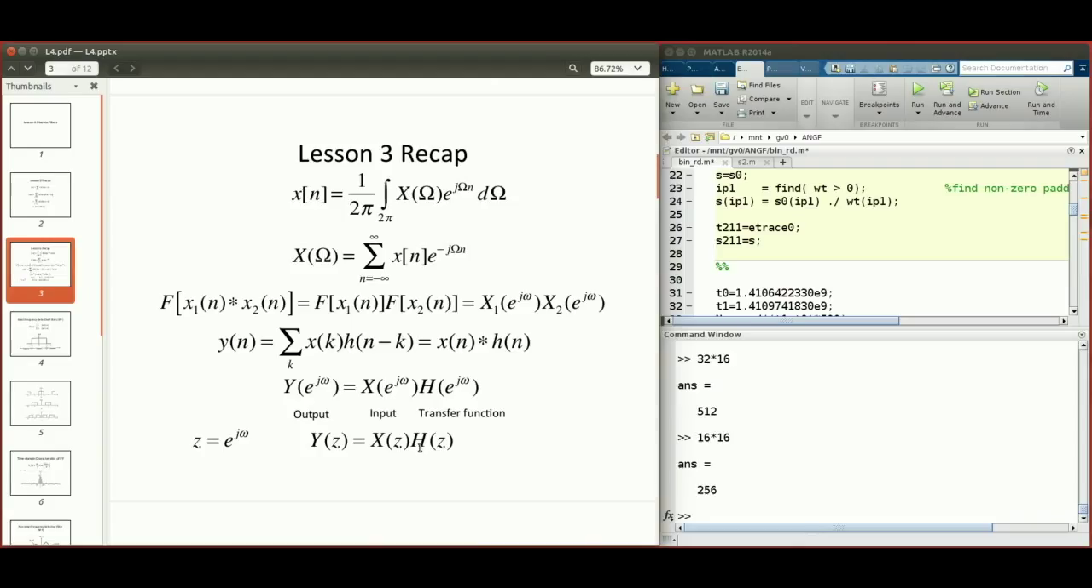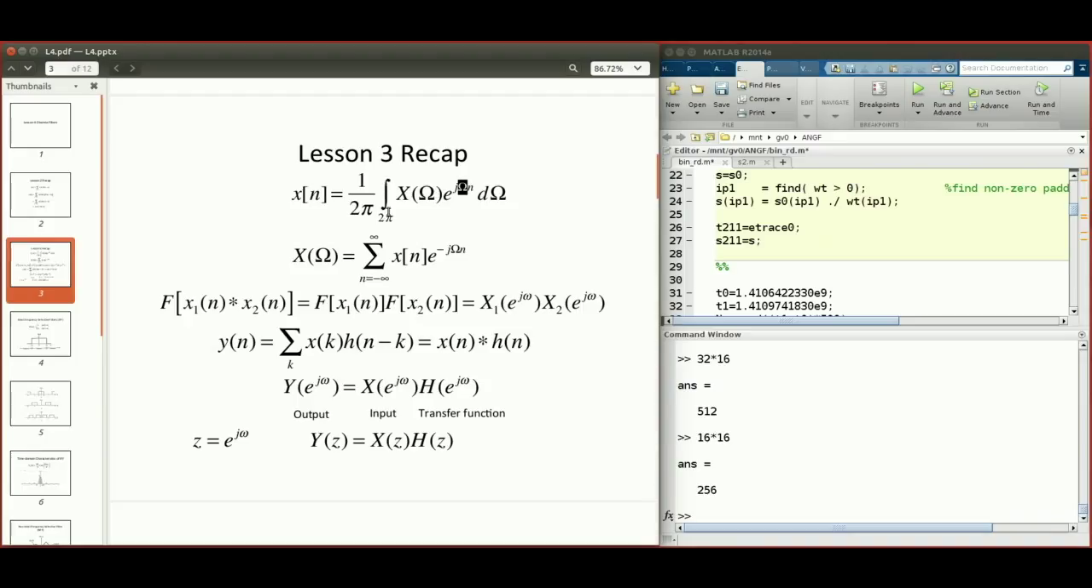Then in lesson three, the main theme is that we investigate the possibility of representing any kind of signal, x[n], as linear superpositions of a different kind of basis signals. And this kind of basis signal is complex exponentials. That's our basis signal in lesson three, right? So we're switching to a different kind of basis signal, complex exponentials, and it has a frequency here, that's a big omega.